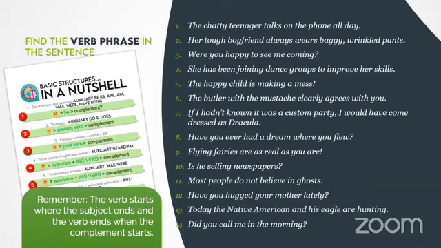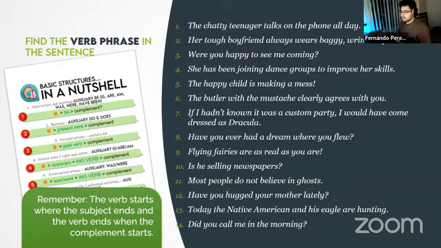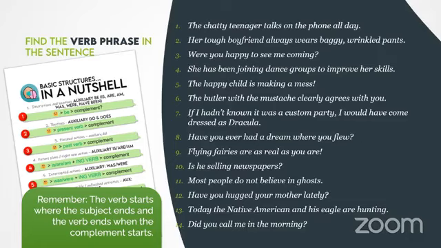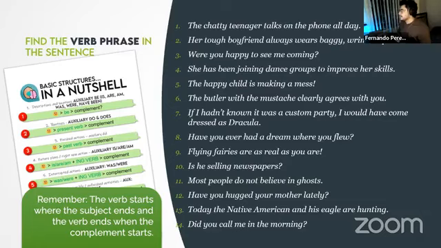Right. And the verb is talks. You are totally correct. That's right. The verb is talks. Only talks in this case, no?